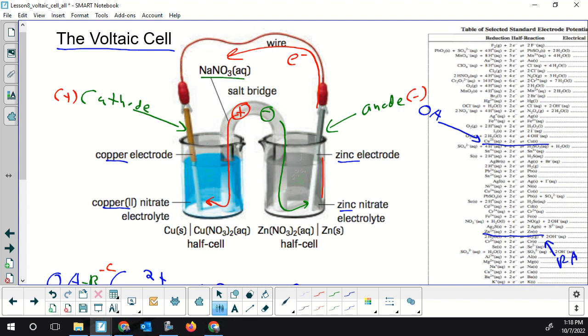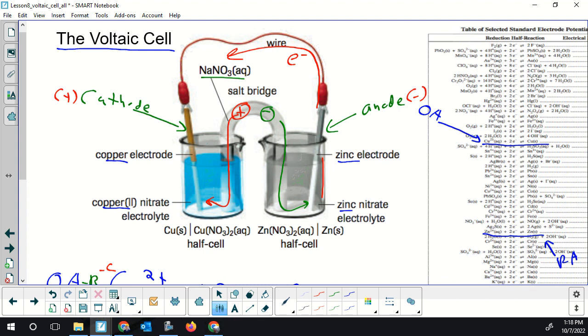All of those negative nitrates from anywhere in our solutions will be moving. You must label ion movement in solutions. You must label electron movement through the wire. Now, you can draw these with the cathode on the left or the cathode on the right.